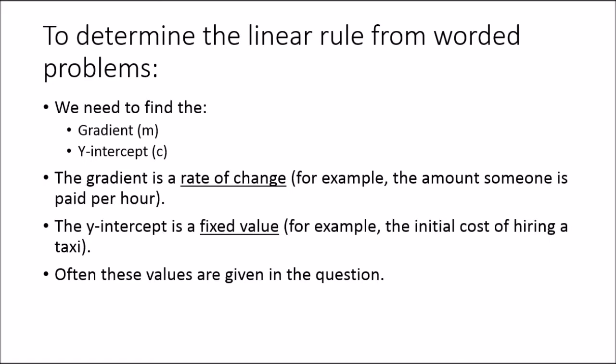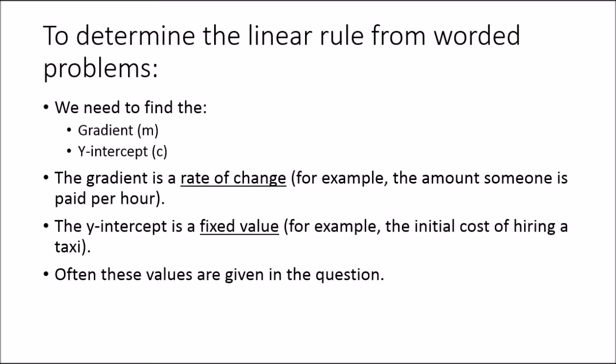So, determining the linear rules from worded problems. Now remember that a linear rule is just two numbers. It's the gradient and the y-intercept, and you've just got to think about what they mean. Now the gradient is a rate of change because it's telling you how much the line goes up or down as you move across.